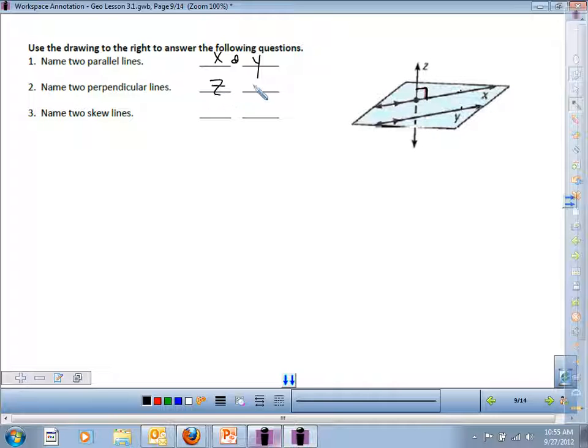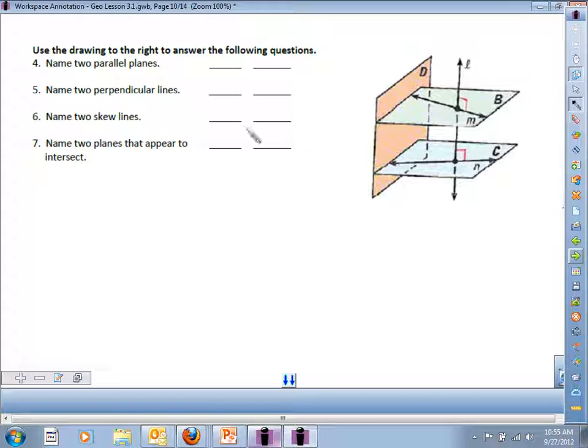Now, what you need to start doing is thinking three-dimensionally. This line Z starts above that plane, not on it. The only point that line is on that plane is right there where it hits. It comes down, goes through, goes underneath it, and then comes out the bottom. So if you look at this drawing, Z does not intersect Y. Those two do not intersect at all. So now when we go to name two skew lines, Z does not lie in the same plane as X and Y. It does intersect X, but it does not intersect Y. So my skew lines would be Z and Y.